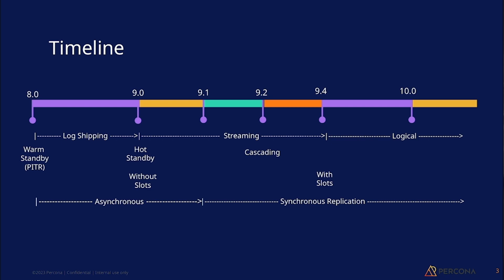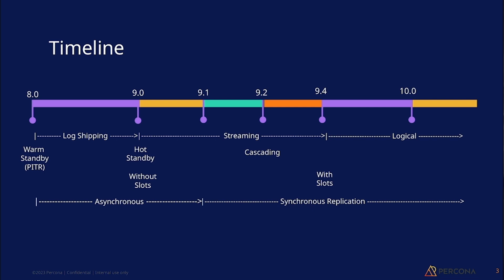When we got to 9.0, and there were several versions between 8.0 and 9.0, there was 8.1, 8.2, 8.3, 8.4. When we got to 9.0, we added another feature, hot standby, which was the first time where we had replication going to the server, and you could query the standby. Mind you, it was still read-only, but now we could read it.